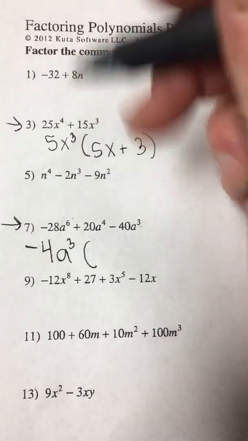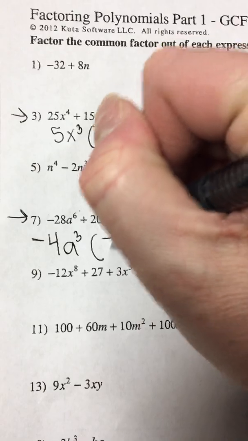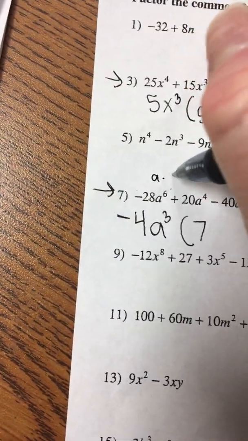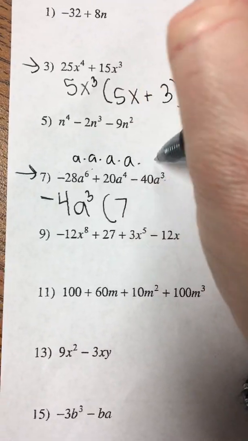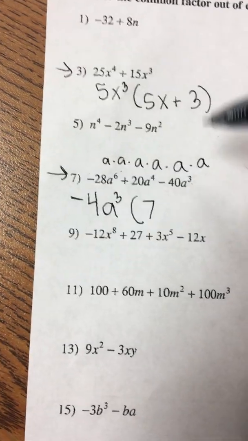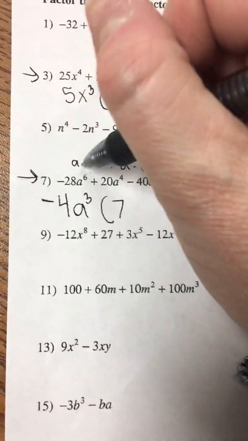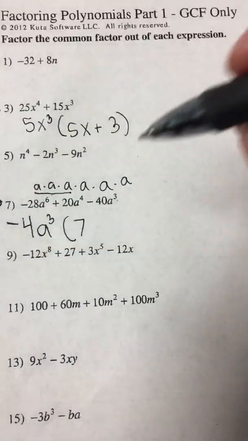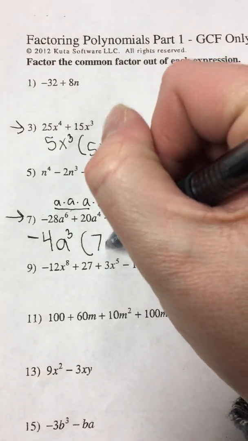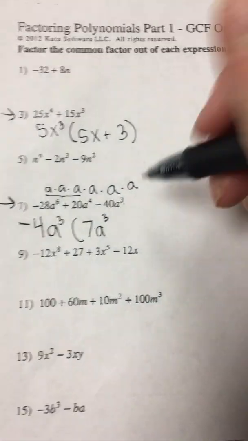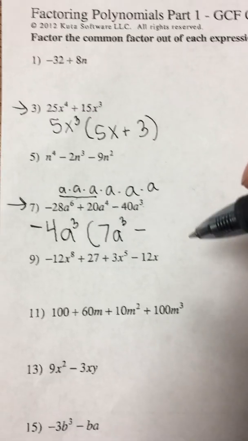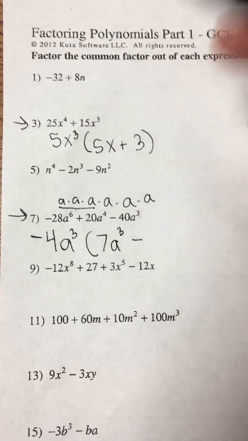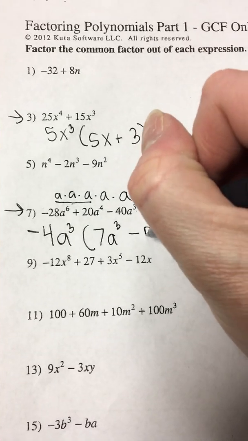Negative 4 times what gives you negative 28, positive 7. And a to the 6th power was like a times a times a times a times a times a. Holy moly, that's a lot of a's. If I already have these 3 a's right here, how many more a's do I need to get up to the 6th? I need 3. I'm going to put a subtraction sign because negative 4 times what number gives you a positive 20? It's negative 5.